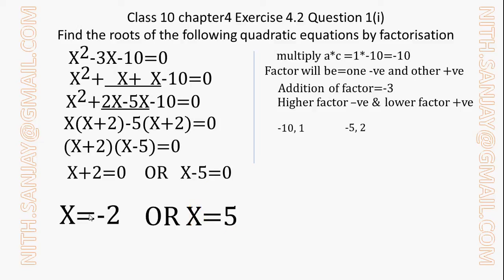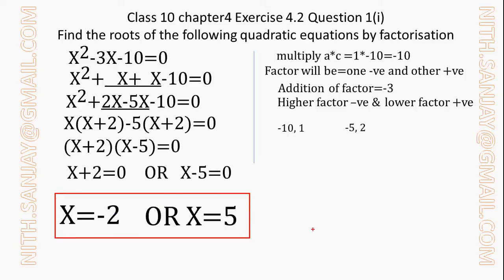So x is equal to minus 2 or x is equal to 5 are the two roots of this quadratic equation, and we have found these two roots. By which method? We have found these two roots by factorization.